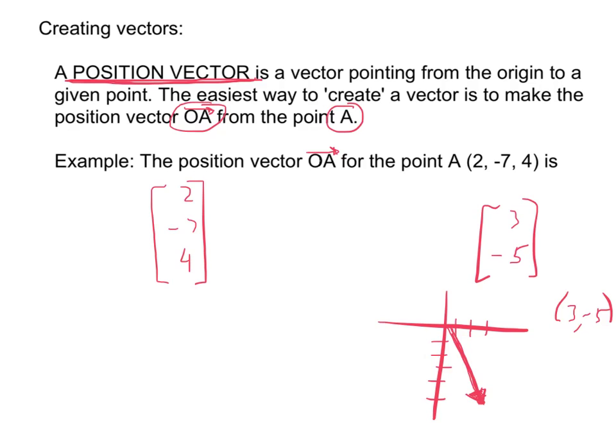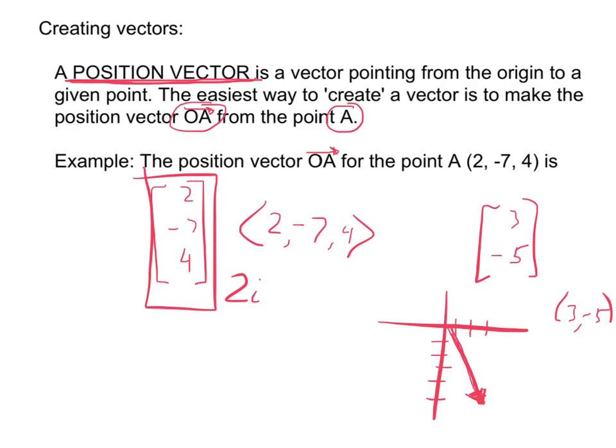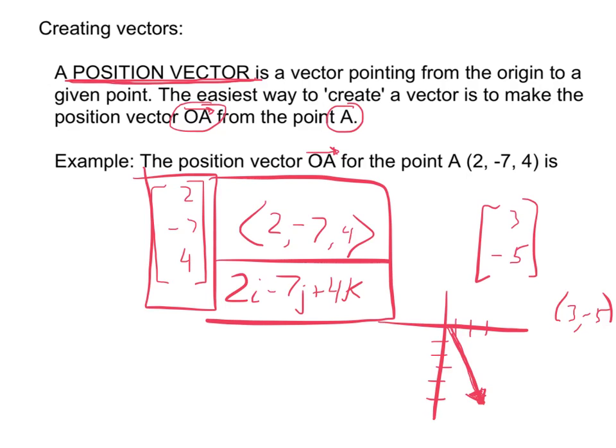So one of the easiest ways that you'll create a vector on an exam is they'll ask you to make a position vector, and literally all it means is write that point as a column vector, or write it as an angle bracket vector, or write it as 2i minus 7j plus 4k. Any one of these three things would have been acceptable answers for this question.